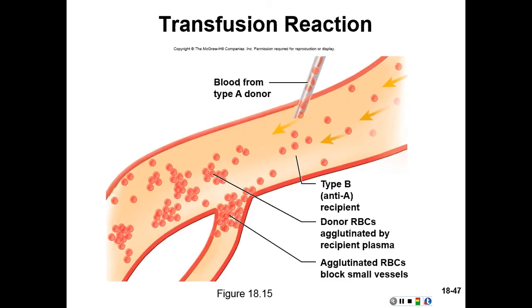Alright, so this is blood from a type A donor. You can see the blood. They got a type B, anti-A recipient. They donate the blood. Agglutination of the red blood cells begins to take place because type B has anti-A antibodies. So if it's a type A donor that goes to a B person, that's going to cause agglutination to take place.